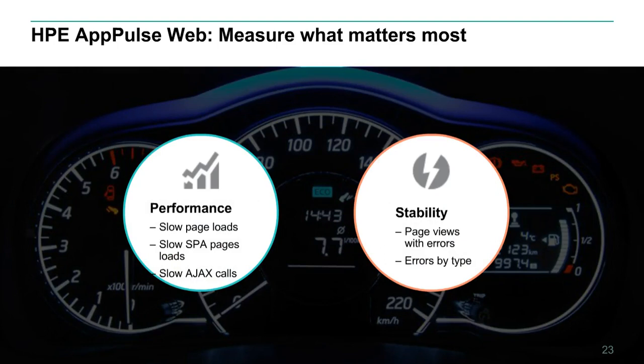Regarding the web, again, we focus right now on performance and stability. We know how to track slow pages and the load itself. In the last version, we added single page application page load time, and we continue to support AJAX calls and the ability to trace and investigate them. On the stability side, we also have page views with errors. We support single page applications again, and errors by type.